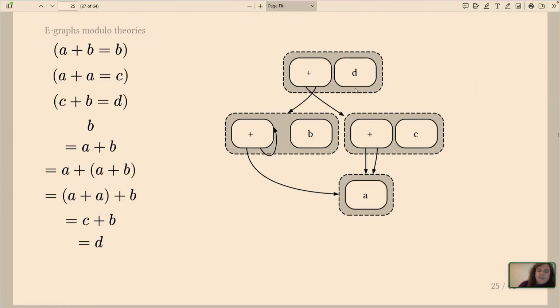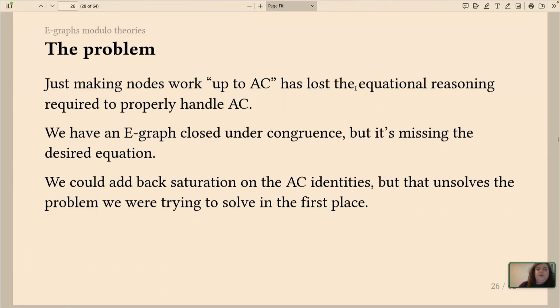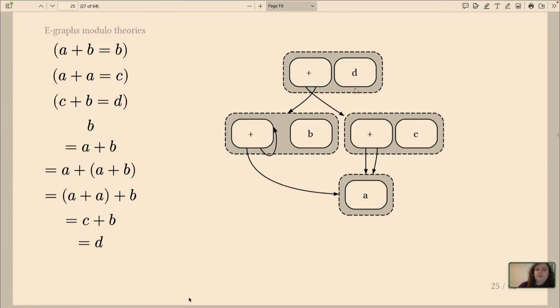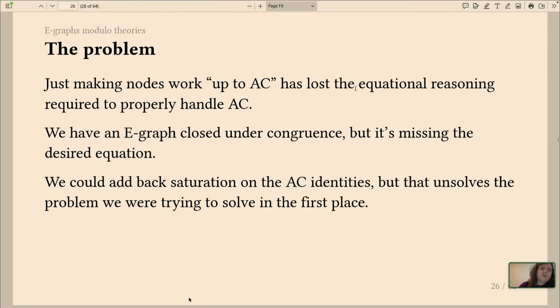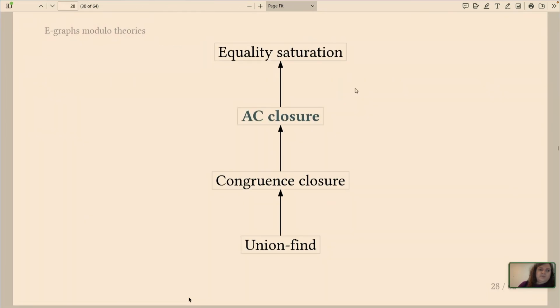So we could add back some saturation step, but that unsolves the problem that we were trying to solve in the first place. We don't want to just blindly saturate, we want to do something more clever. So this is my contribution, although it's based on work that's existed previously. What we want to do is add this AC closure as an in-between layer. It's more complicated and more expensive than congruence closure, but less expensive than the general procedure of equality saturation, which works for anything, but is slow for AC in particular.